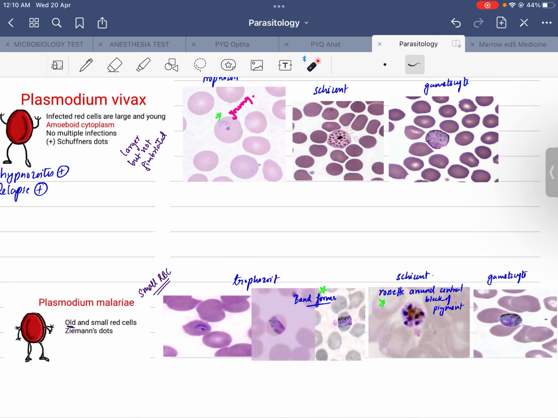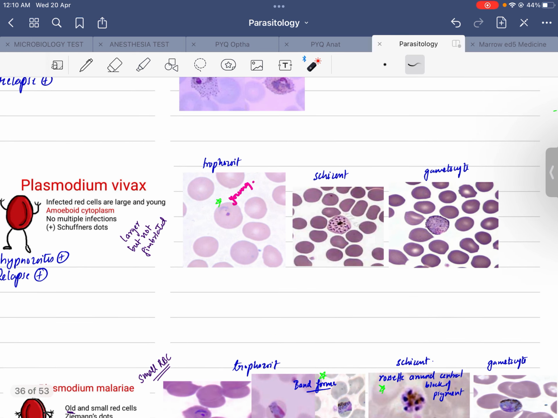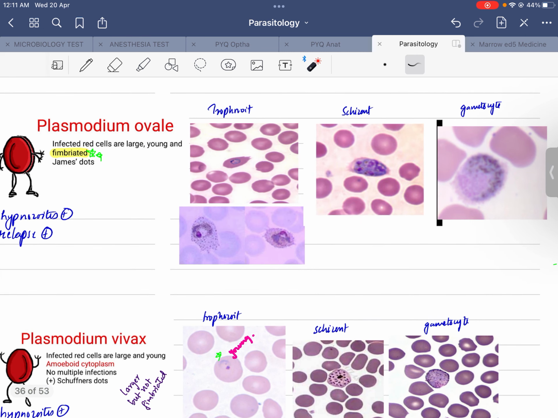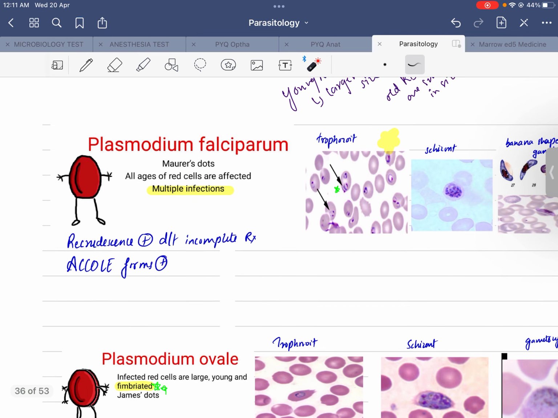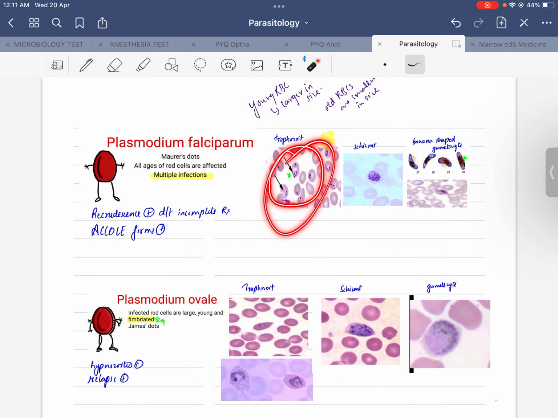So what is specific for malariae? First thing, the rosette appearance and the band forms. If you see band forms, small RBCs, rosette, that is for malariae. For vivax, large RBC but not fimbriated. For ovale, fimbriated. And for falciparum, multiple infections and banana shaped gametocyte. That should do it.